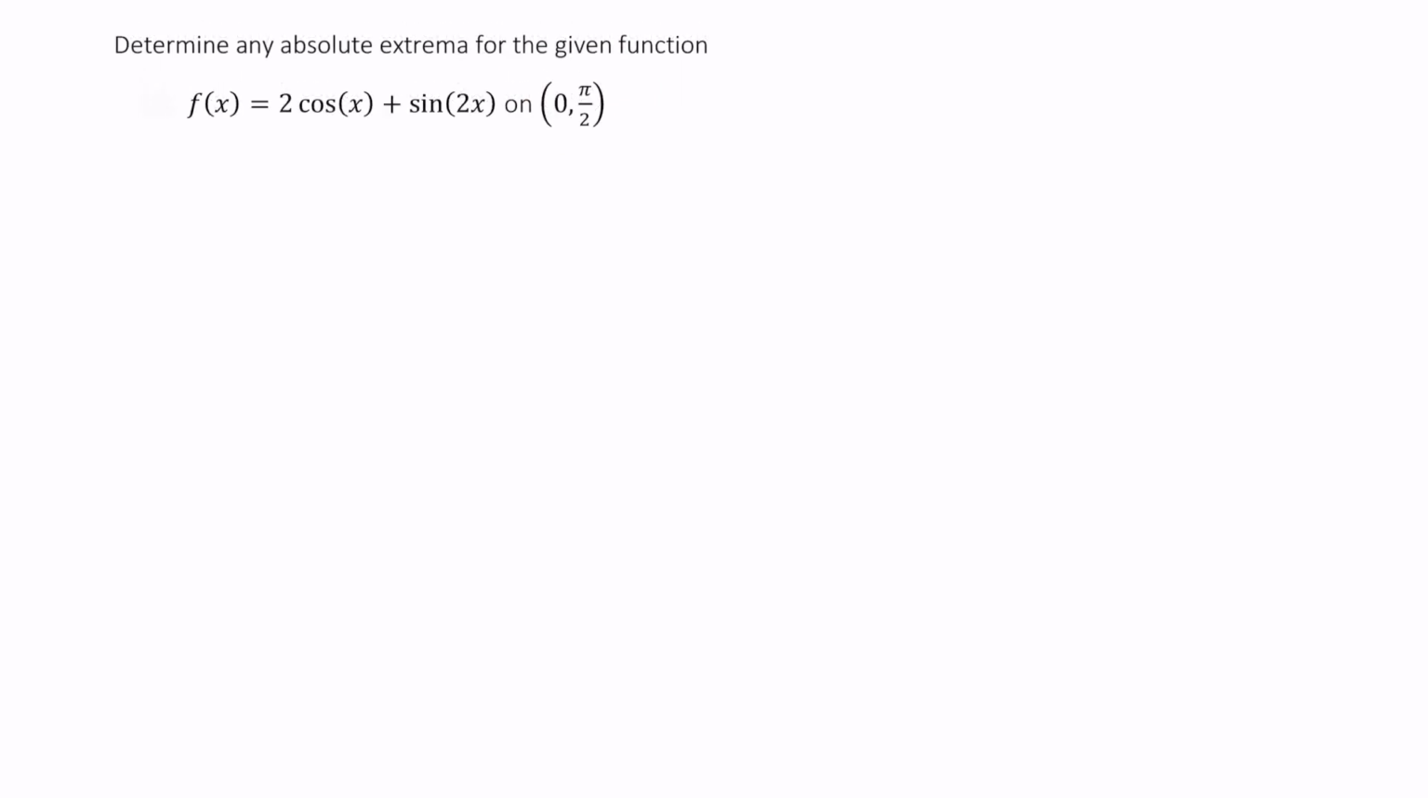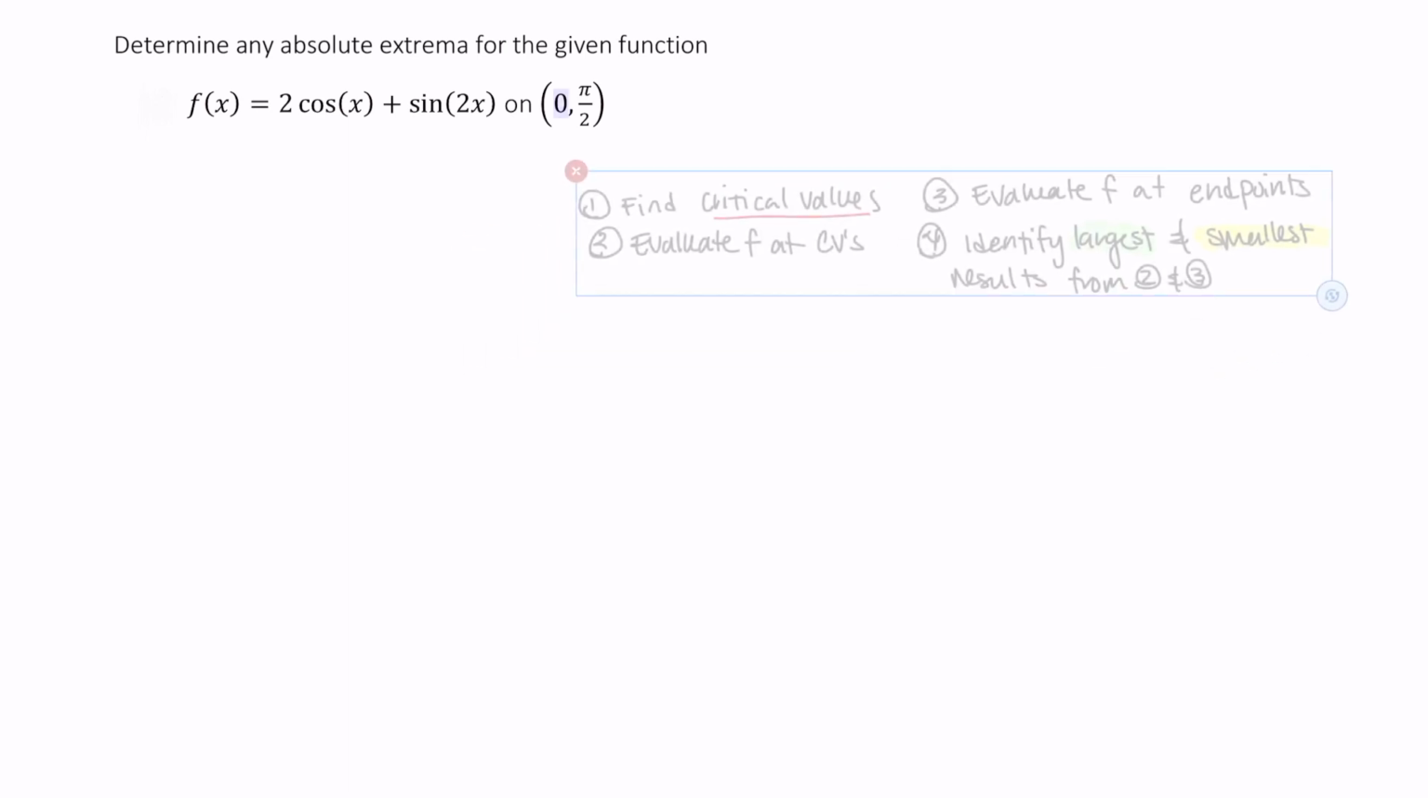Welcome. In this video, we're going to determine the absolute extrema for this function, that is f of x equals 2 cosine x plus sine 2x on the interval from 0 to pi over 2. Now, I'm going to show you the steps we've been using in our previous videos.